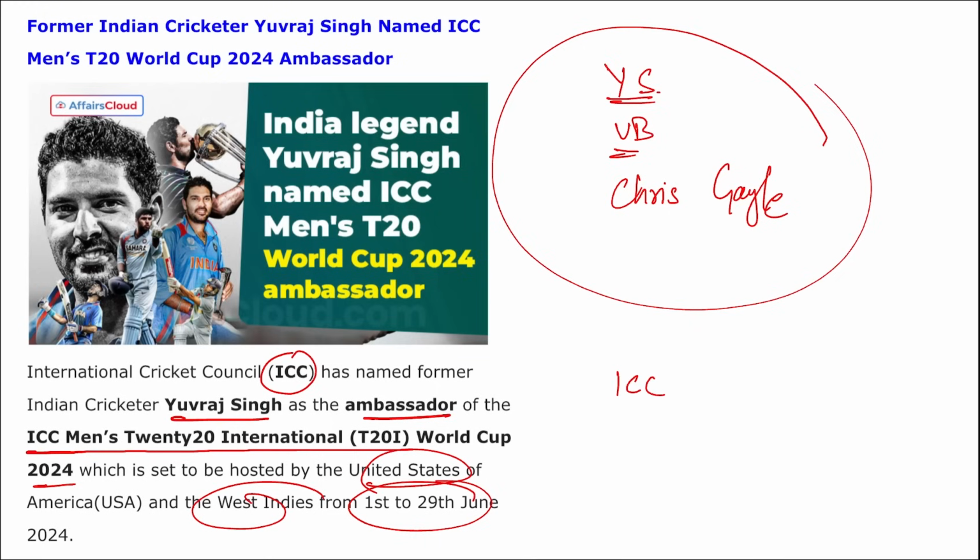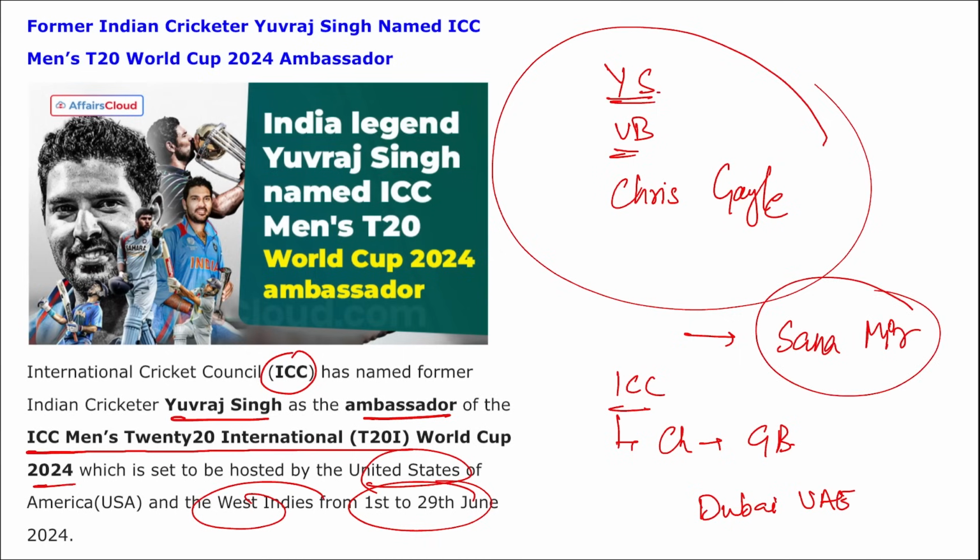If we talk about ICC, who is the chairman here? Greg Barclay, headquartered in Dubai, UAE. Then apart from this, also remember Sana Mir. Right, Sana Mir, former Pakistan women's cricketer, has been named as the ambassador of the ICC Women's T20 World Cup Qualifier 2024 that will be held in Abu Dhabi, UAE. Right, remember both of them.